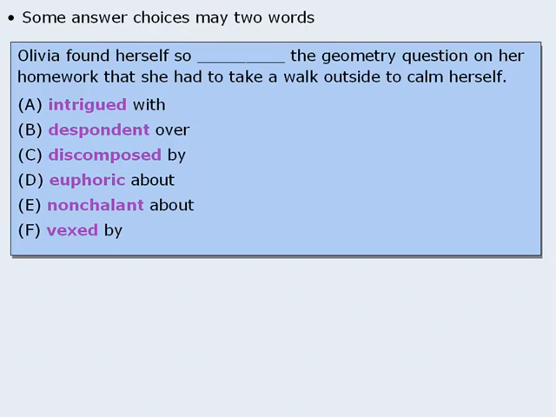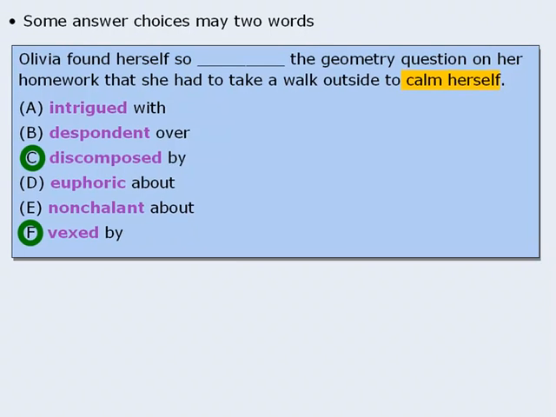To begin, we know that Olivia needed to calm herself. This means that she must have been either upset or perhaps excited earlier on. Now, there may be multiple answers that work in this context, but discomposed by and vexed by are the only 2 answer choices that logically complete the sentence and create sentences with the same overall meaning.